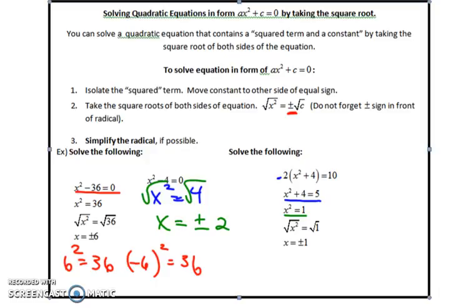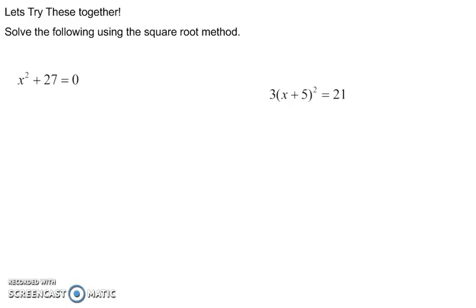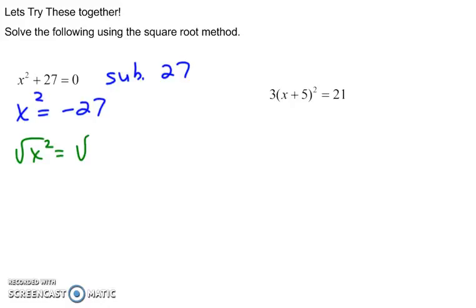So let's try a couple of problems together. So x squared plus 27 equals 0. So the first thing we're going to do is subtract the 27. So x squared is now equal to negative 27. So we're still going to take the square root of both sides. So the square root of x squared is going to equal the square root of negative 27. So because we have the negative under the radical, we can pull the x out and it's equal to plus or minus.